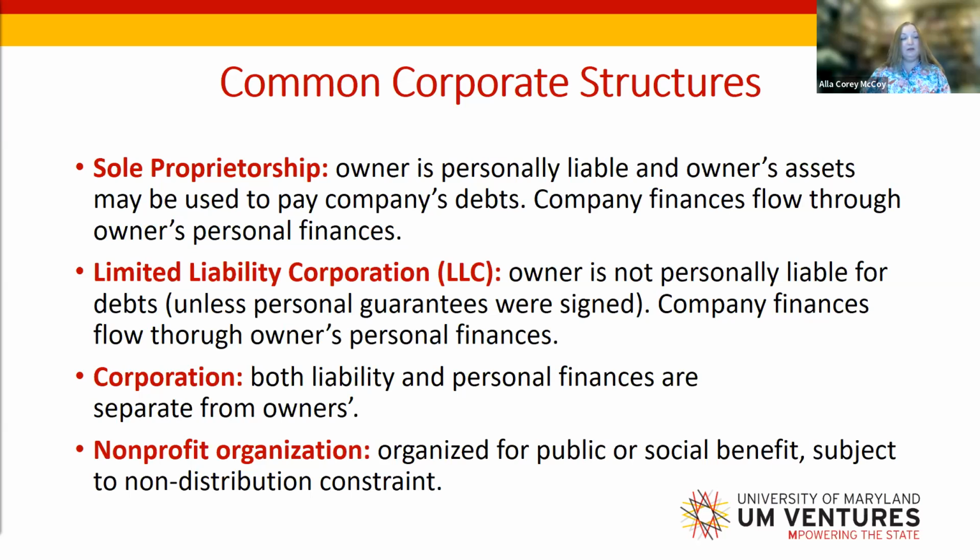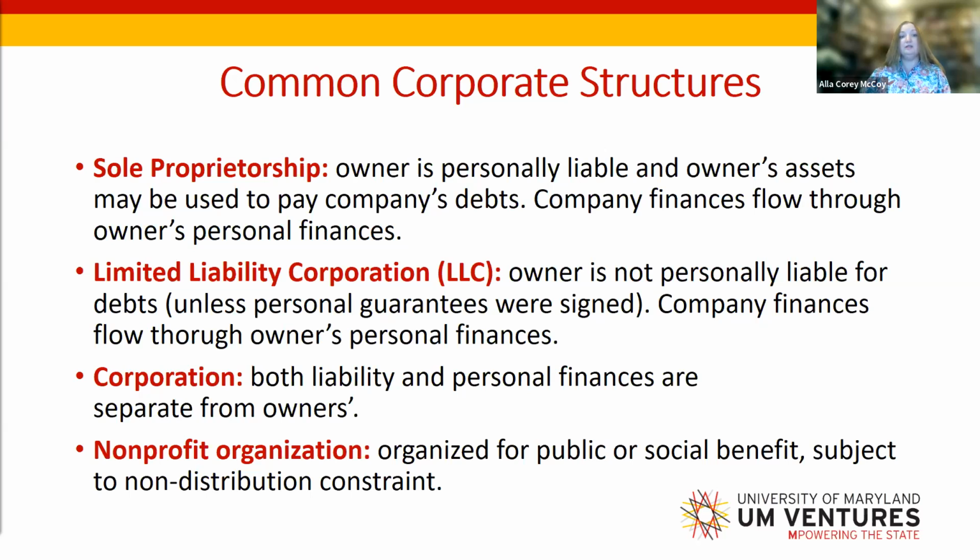Sole proprietorship is basically a one-person company. The owner is personally liable for everything, and the owner's assets may be used to pay the company's debts. Company finances flow through the owner's personal finances. The next step up is the limited liability corporation, and usually most companies start out as an LLC.